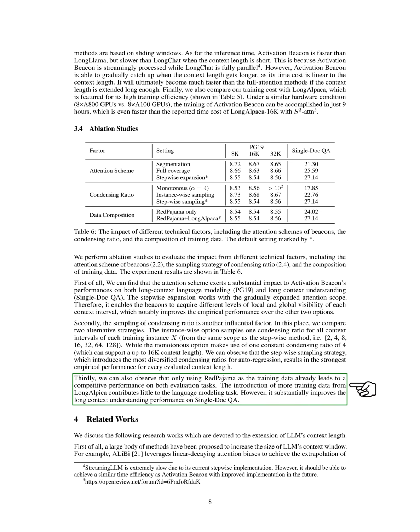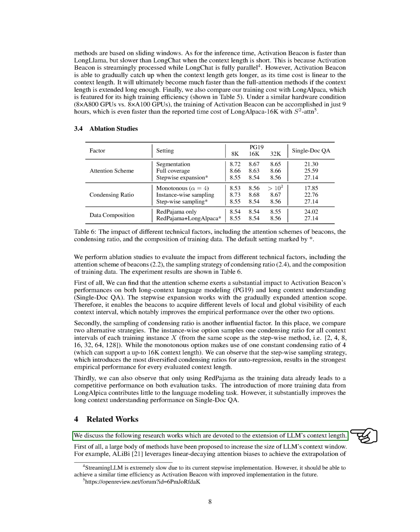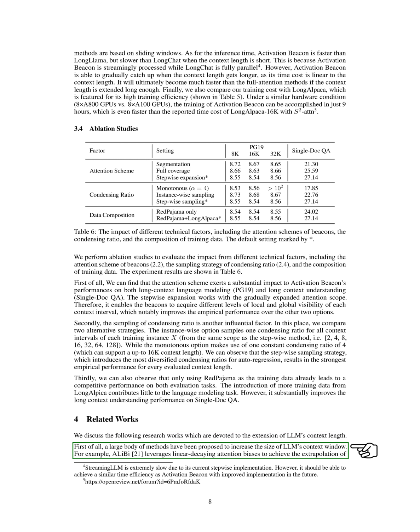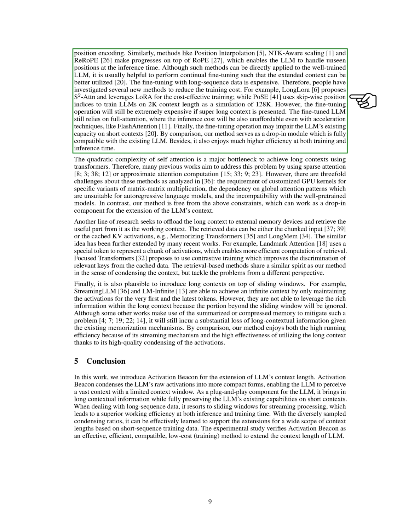Section: Related works. Let's delve into the various research efforts that have been made to extend the context length of large language models, LLMs. A number of strategies have been developed to expand the context window of LLMs. For instance, Alibi uses a technique called linear decaying attention biases to extend position encoding. Other methods, such as position interpolation, NTK-aware scaling, and ReRoPE, build upon RoPE to enable LLMs to handle unseen positions during inference.